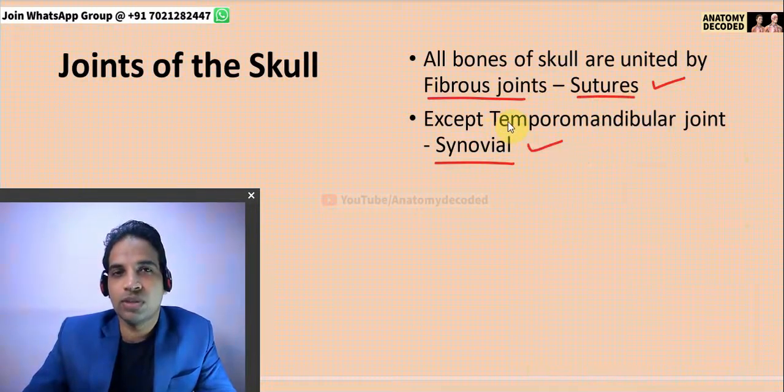If we see the bones of the ossicles, those are also synovial. Those are not included in joints of the skull. That has to be considered separately.